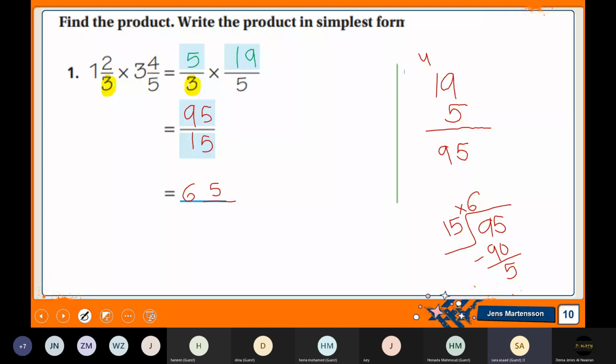Also, we can simplify it more. We can divide it by 5. Divided by 5, so then it will be 6 and what? 6 and 1 over 3. The numerator is 1 and the denominator is 3. Thank you so much, Sarah.